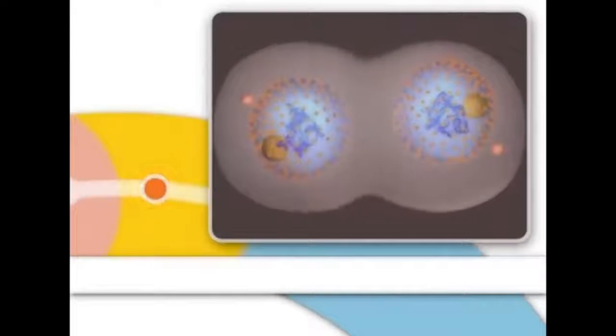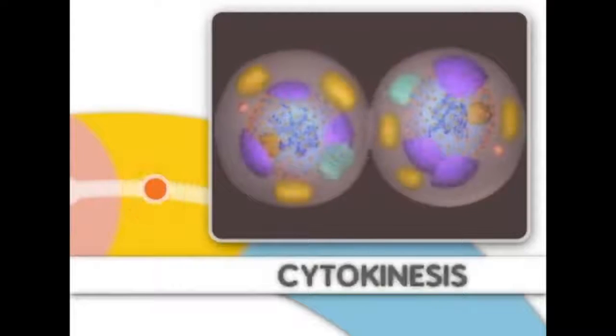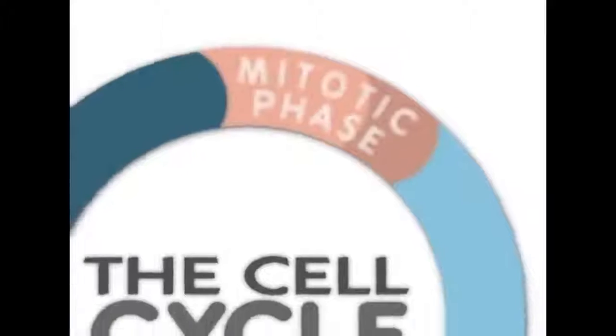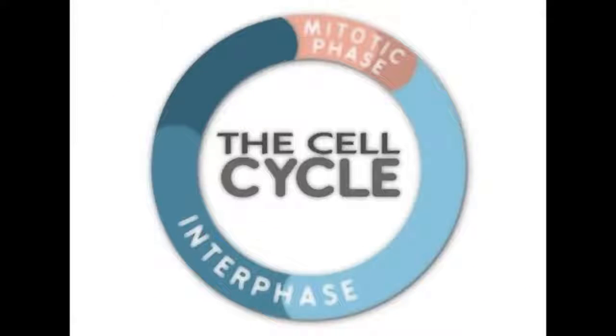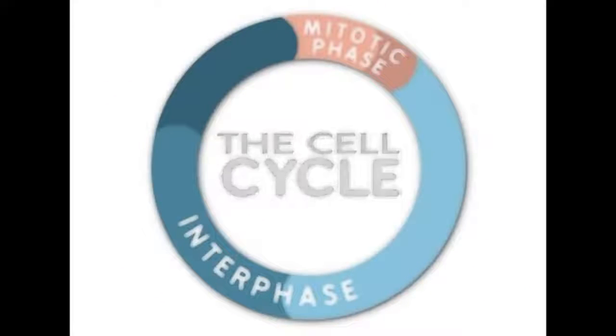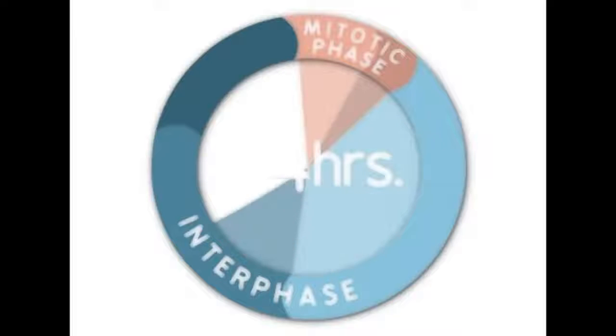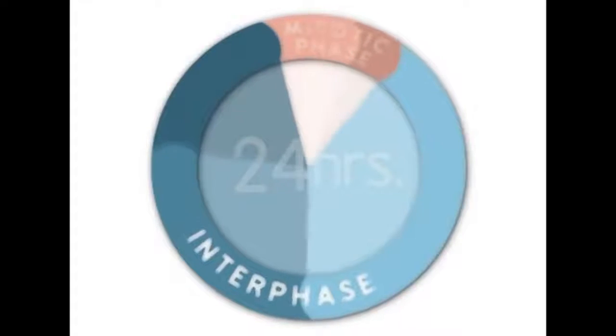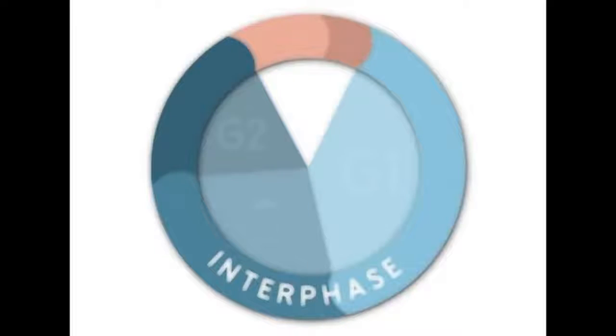Mitosis is now complete. After mitosis, two new cells are formed by a process called cytokinesis. Mitosis is only one part of what is called the cell cycle. For many eukaryotic cells, a cell is duplicated every 24 hours. Most of the life of a cell is spent in interphase. Interphase consists of three stages called G1, S, and G2.